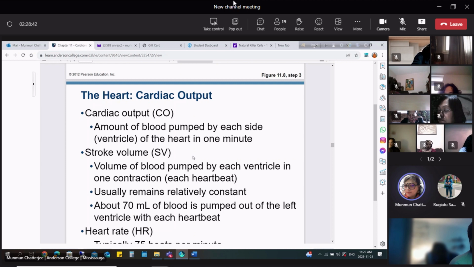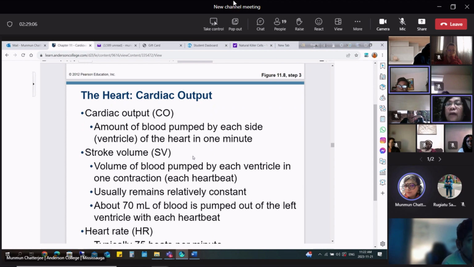How many strokes or beats does one heart do per minute? It ranges from 60 to 100. What is normal? 70 to 80 is the normal range, around 75. Okay. So that is the stroke. That is the beat.